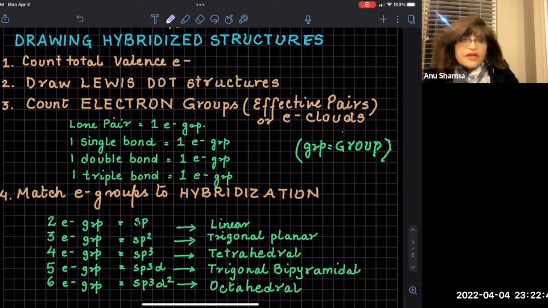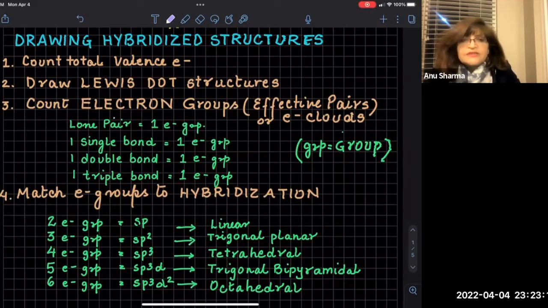Once you have done that, you can also do the electronic configuration. At some point, I like to do the electronic configuration, and I like to make the energy diagrams. The reason is that it helps you to look at how many electrons you're dealing with. Once you draw the Lewis structures, you're going to count the electron pairs or the electron groups. These are also called the effective pairs, and some books also call them electron clouds. Whatever it is, it still means the same.